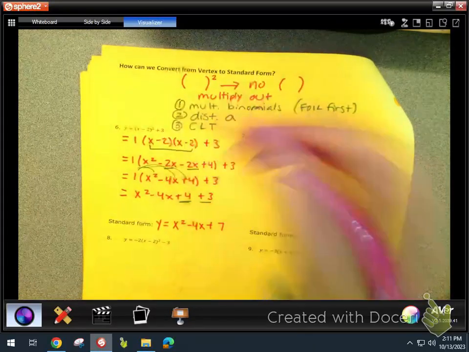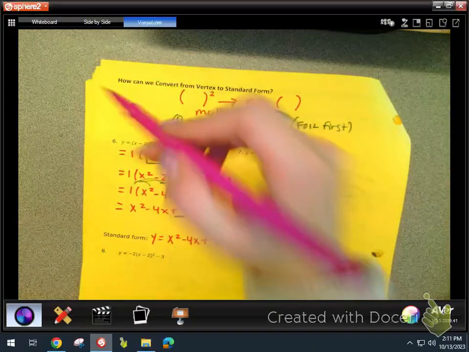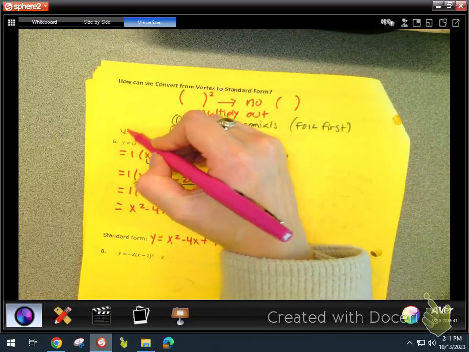Oh, I forgot to play the what do you know game. Number 6. What do you know from number 6 originally? What's the vertex?